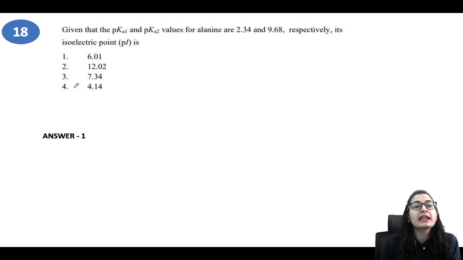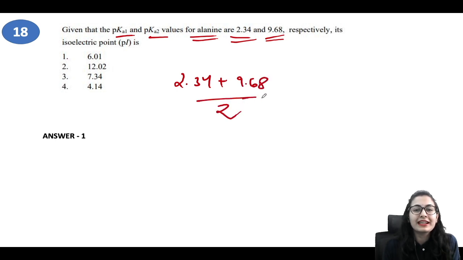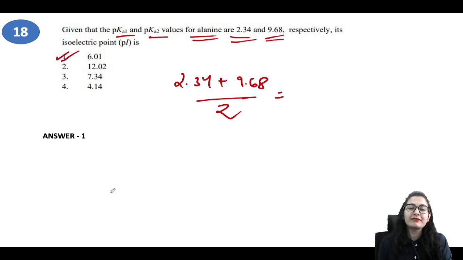Given the pKa1 and pKa2 value for alanine, now alanine is the smallest amino acid after glycine definitely. That is, it does not have any side chain. If they had added a little side chain in the question, it would have become a bit difficult, but it was such an easy question. 2.34 plus 9.68 divided by 2. Okay, by doing just this the answer comes. And what is the answer? It's going to be 6.01. Very simple. If you have amino acids which are having an acidic side chain or a basic side chain, then that's a little bit tricky. But this was a very easy question.